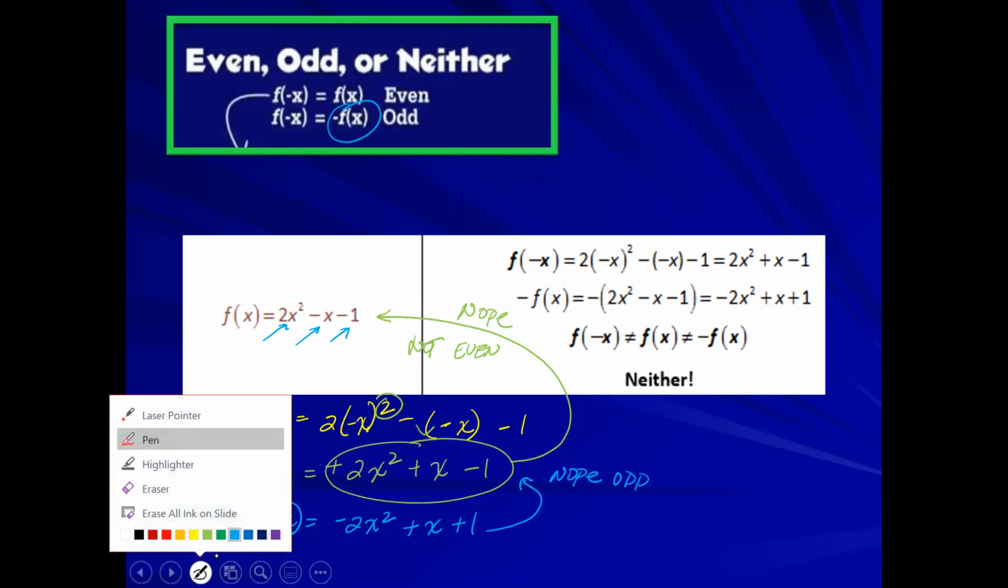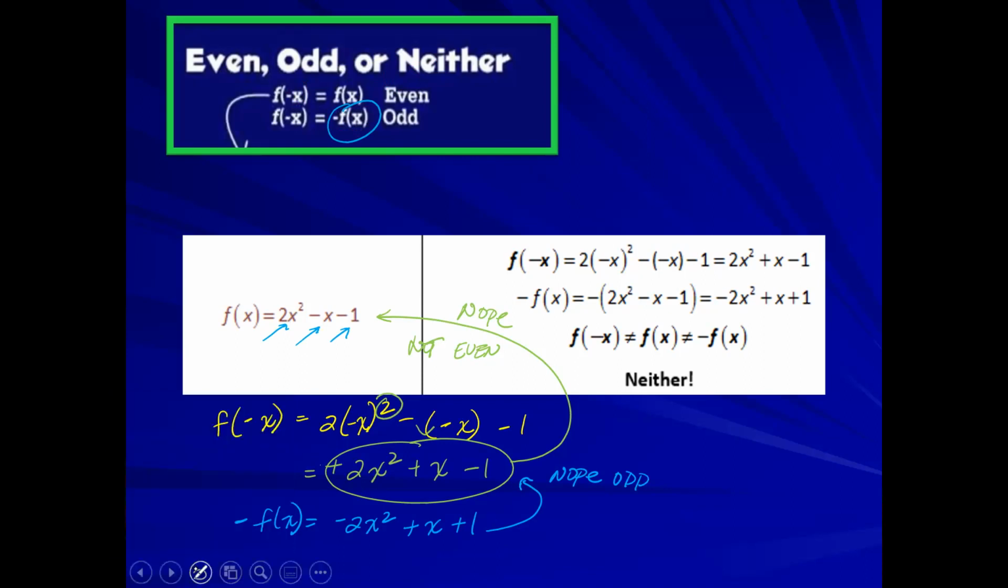So in which case, at this point, if it's not even and it's not odd, you can say that this function is neither. Why? Because when I replace x with a negative x, it is not equal to the original equation and is not equal to a negative f of x. So therefore, it's neither.